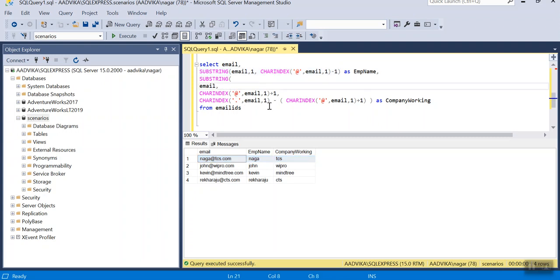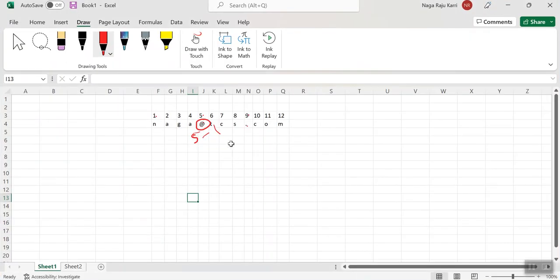But when you come to company, your strategy should be in such a way that, let's go back to this particular thing, you have to extract the data that is lying between the at the rate and the dot.